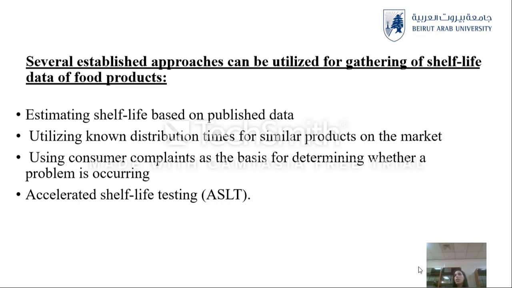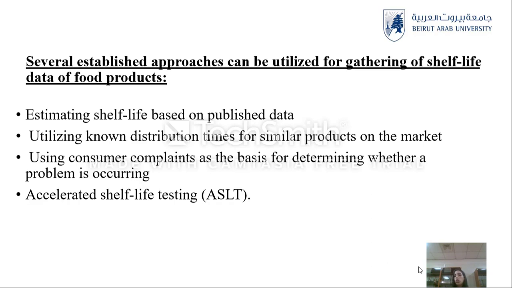So if I ask you, what are the approaches that can be used to determine the shelf life? We have plenty of approaches. First of all, we can start by estimating shelf life based on published data. So we can look at published data for a similar product just to get an idea about the shelf life. But we can never use the same shelf life, because the shelf life is typically related to the consistency of the food, to the composition of the food, to the standardized recipe.